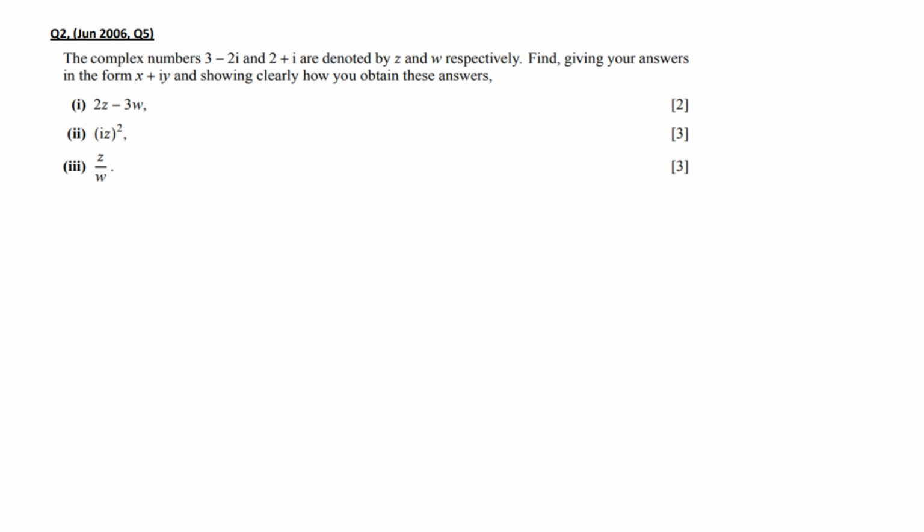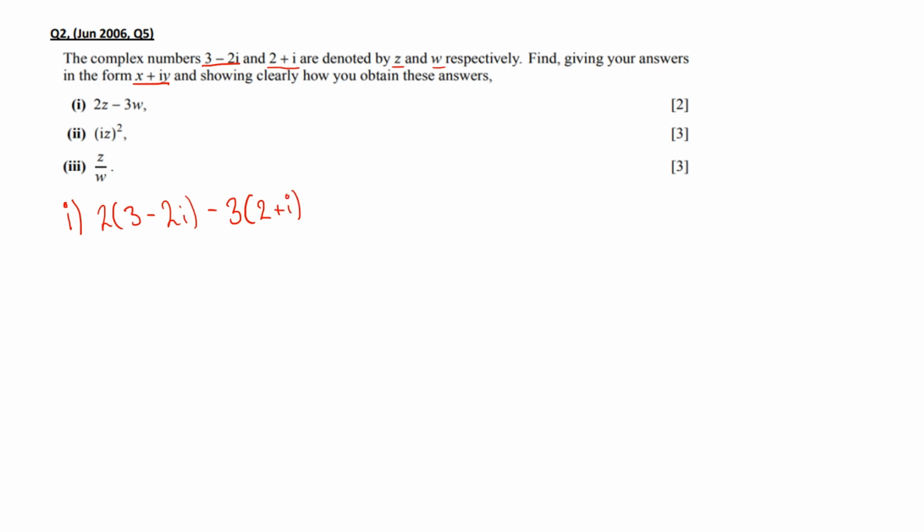Right, so here's the next question. It says the complex numbers 3 minus 2i and 2 plus i are denoted by z and w respectively. Find, giving your answers in the form x plus iy and showing clearly how you obtain these answers. This is a similar question to last time, it's just manipulating these complex numbers. So let's start with part i. So 2 times z, and z was 3 minus 2i, minus 3 times 2 plus i.